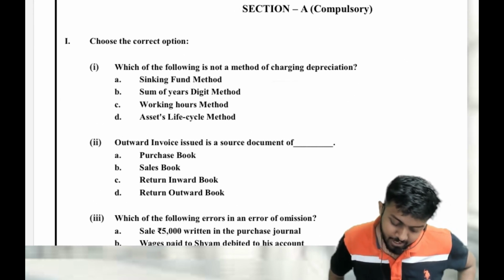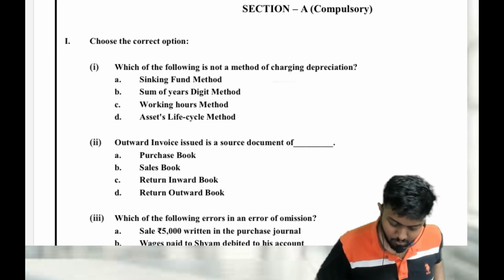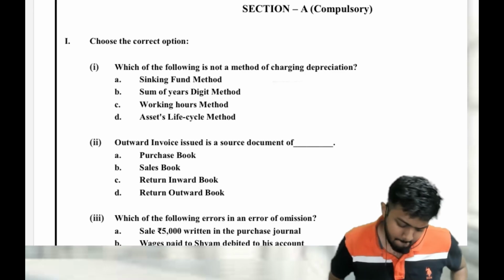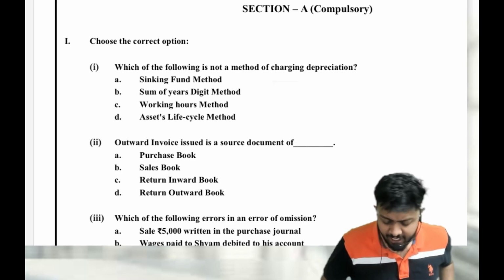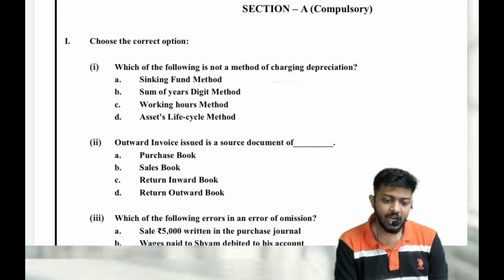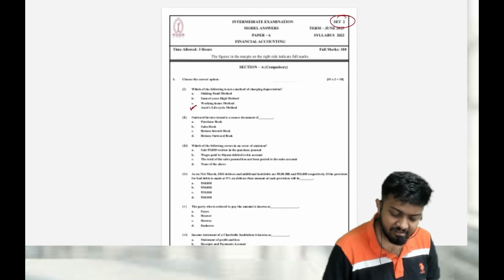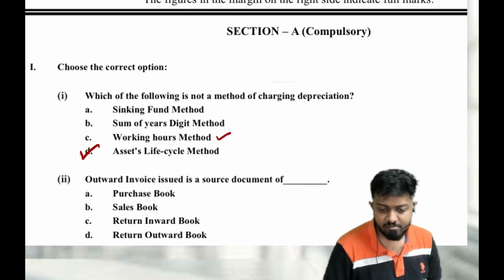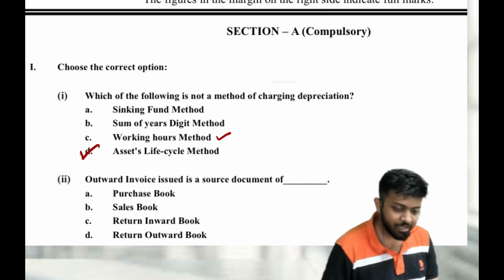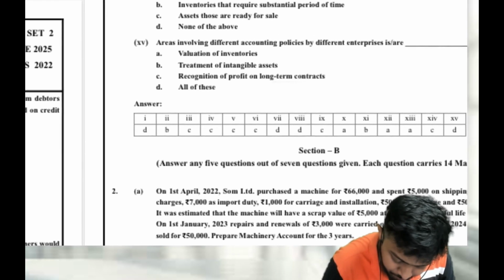Which of the following is not a method of charging depreciation? Sinking fund method, there is something like that. Sum of years digit method is there. Working hours method and assets life cycle method. I think it should be D. I have not heard it. These three make sense, and working hours also makes sense, based on hours we also give depreciation. That method is also there. So the first one should be D, correct? Yes, assets life cycle method.